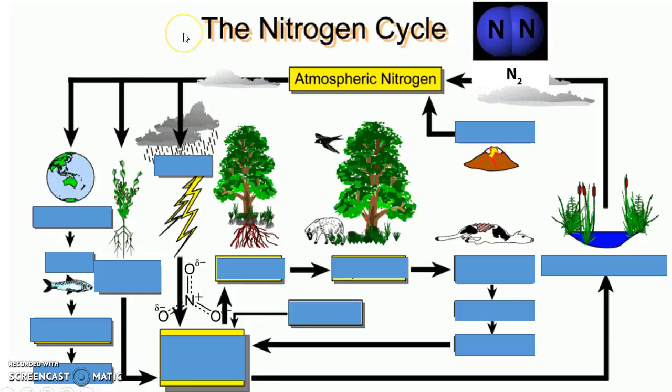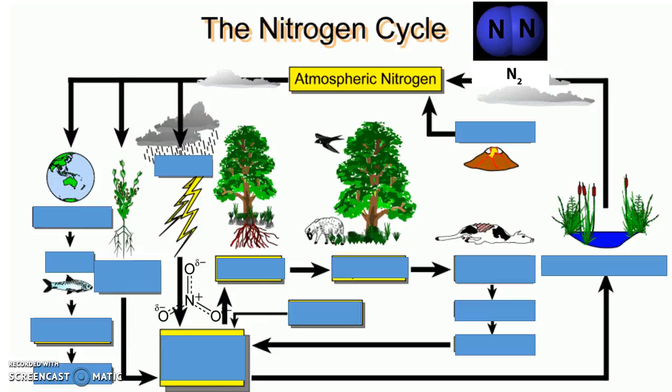Now, all living things need nitrogen in order to grow, in terms of proteins and other bodily functions. But we as humans and other living organisms like sheep or cattle or most trees, birds, can't use this nitrogen. So how do we get nitrogen that we can use? Well, there's a couple of ways.